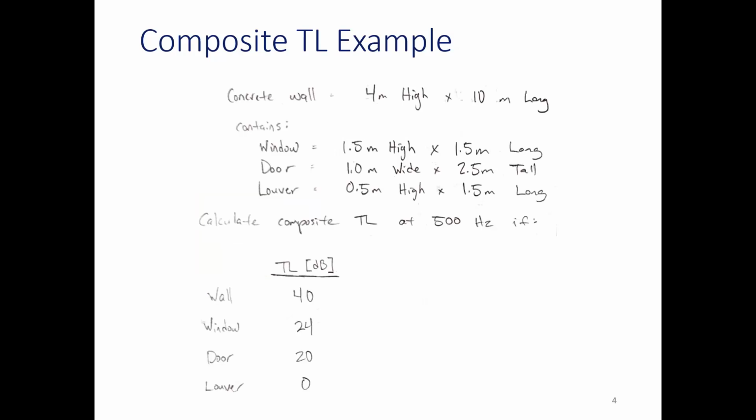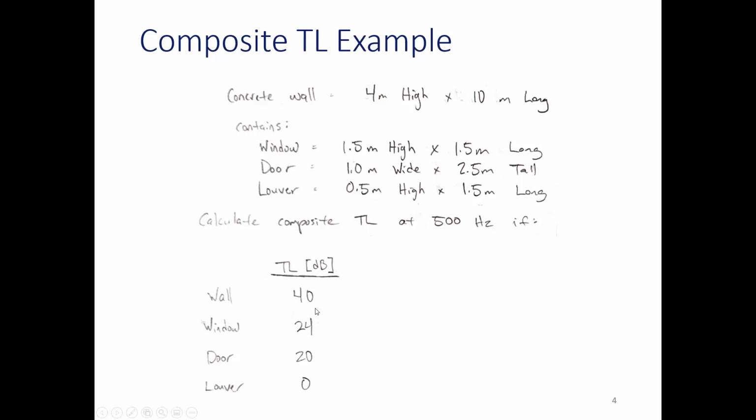Here we're going to look at an example of how to calculate this. So we have a concrete wall. It's 4 meters high by 10 meters long. It contains a window, a door, and a louver, just like I said in my intro. We have the dimensions for each of those. And we are supposed to calculate the composite transmission loss at 500 hertz if the transmission loss in decibels for each of those 4 components at 500 hertz are these values here.